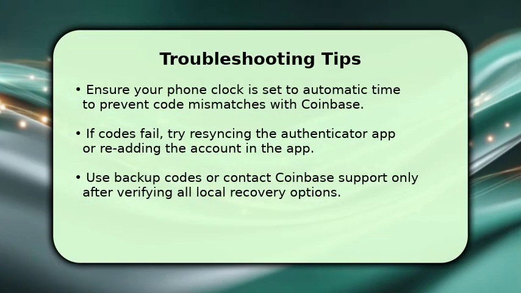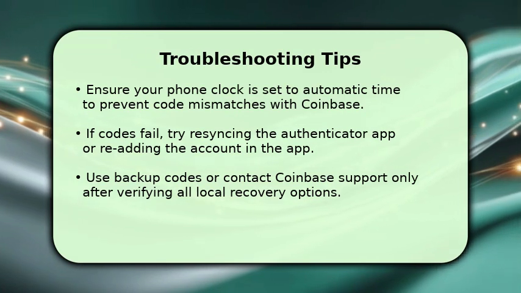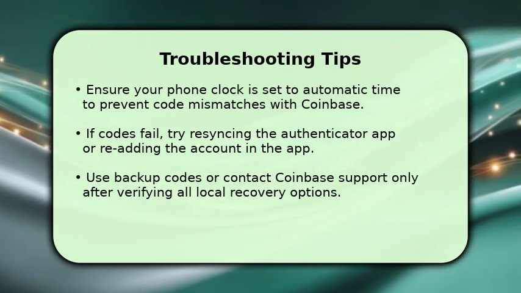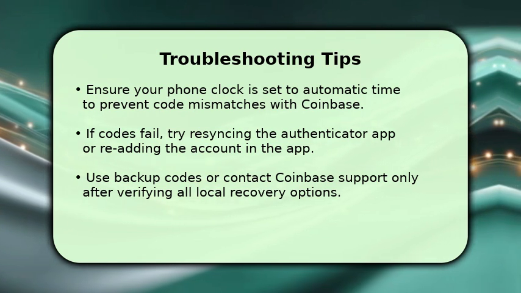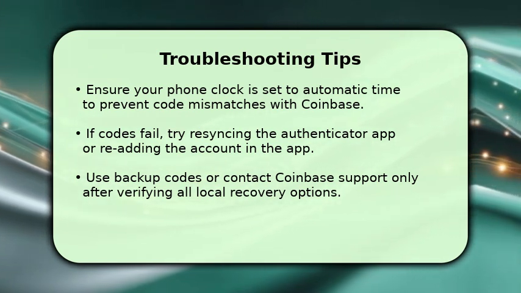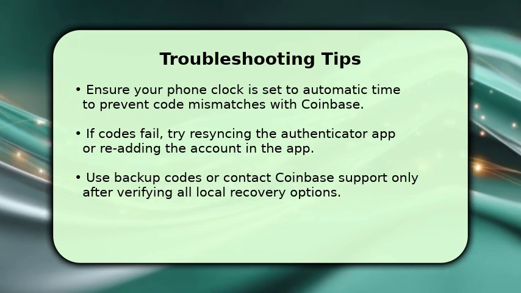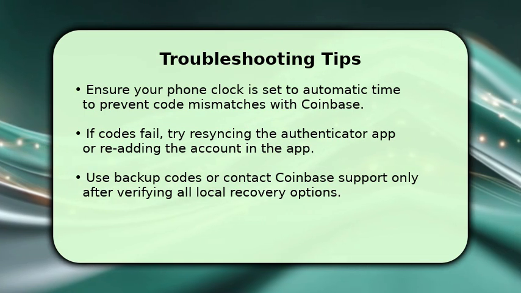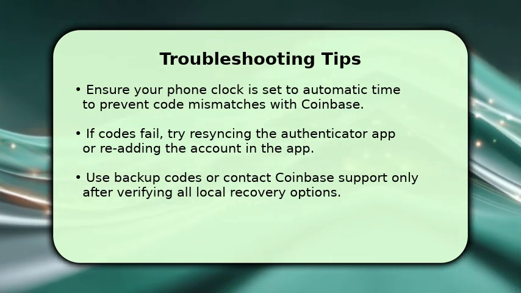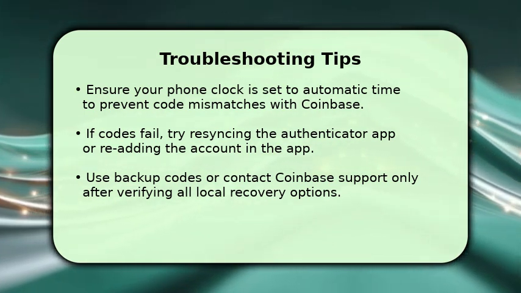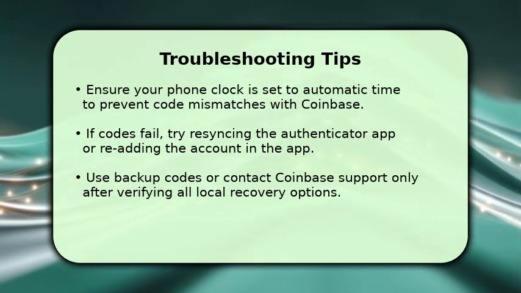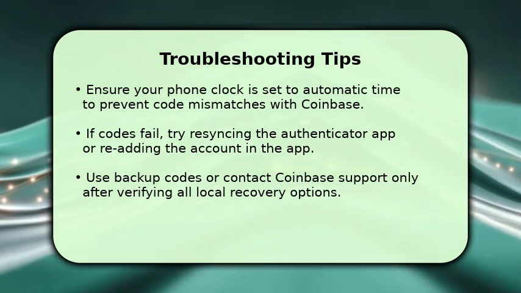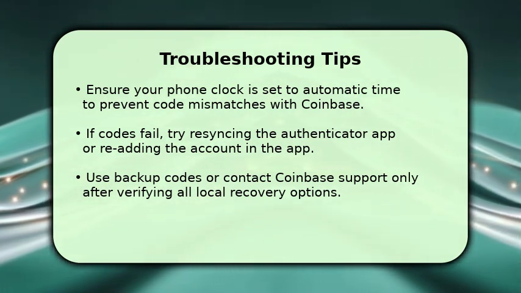If the 6-digit code is rejected, first check that your phone clock is set to automatic time, since time drift breaks codes. Try resyncing the Authenticator app or remove and re-add the Coinbase account in the app if necessary. Keep your backup codes handy to regain access quickly, and avoid contacting support until you've tried local recovery steps. These simple checks usually resolve the majority of setup and sync issues without stress.